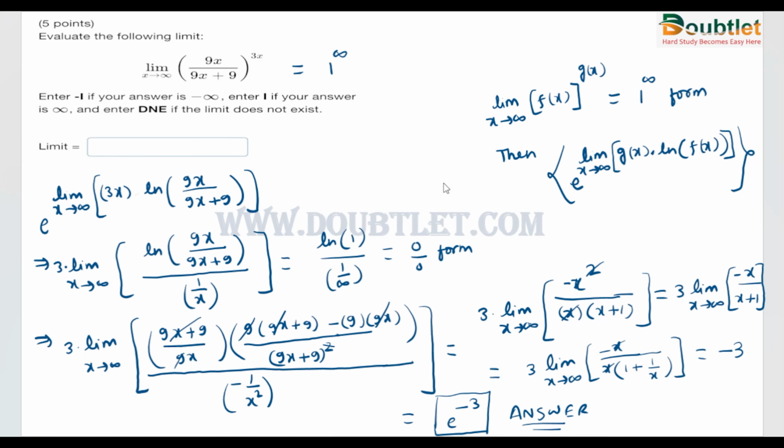So always remember, if we get 0 by 0 form, then use the L'Hopital rule. In this rule, we have to differentiate numerator and denominator separately till the time the indeterminate form is removed.